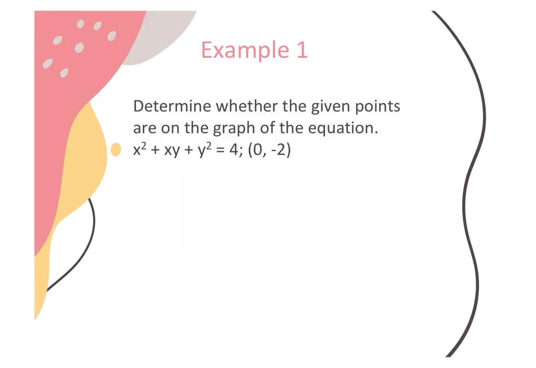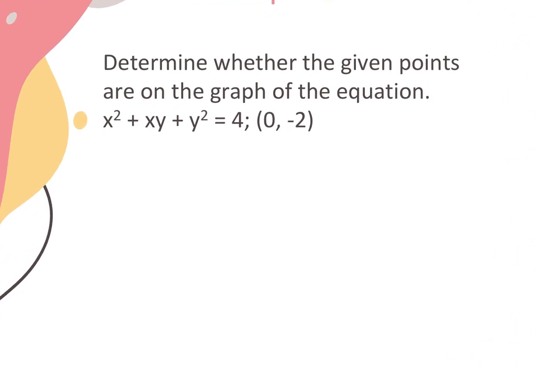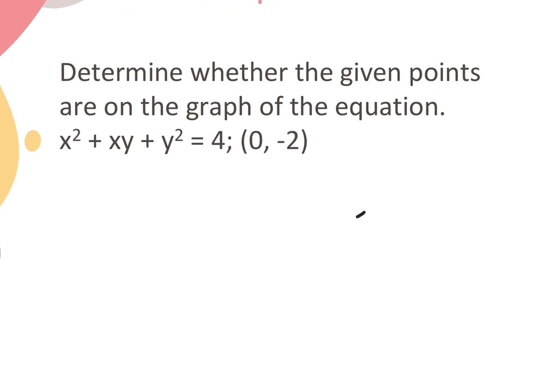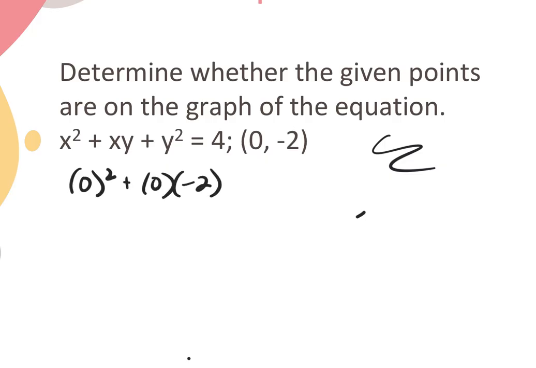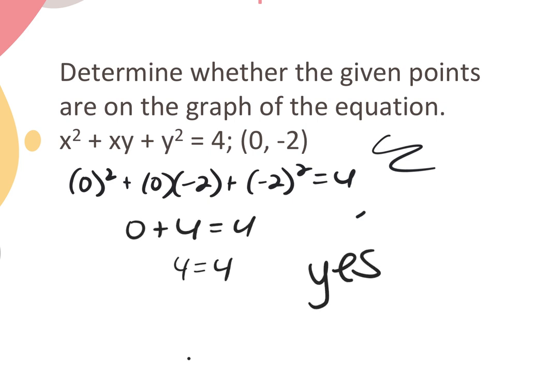Determine whether the given point is on the graph of the equation. And I gave you x squared plus xy plus y squared equals 4. And it's asking if 0, negative 2 is on there. So I'm going to plug in the 0 everywhere there's an x, and the negative 2 wherever there's a y, and see if the left side equals the right. So I'd get 0 squared plus 0 times negative 2 plus negative 2 squared equals 4. 0 plus 4 equals 4, and 4 equals 4. So that's a true statement. This point would be on your graph. If it was a false statement, we would say no.